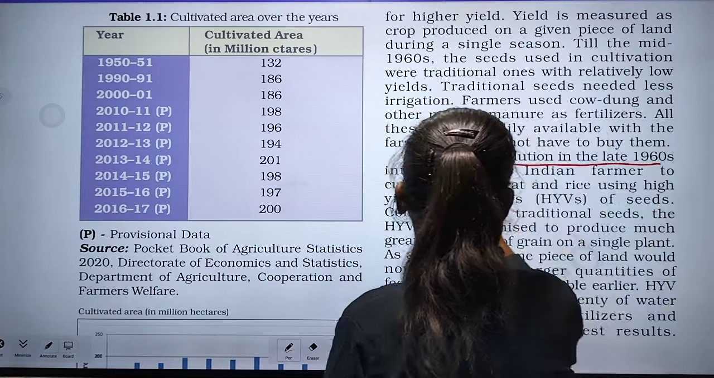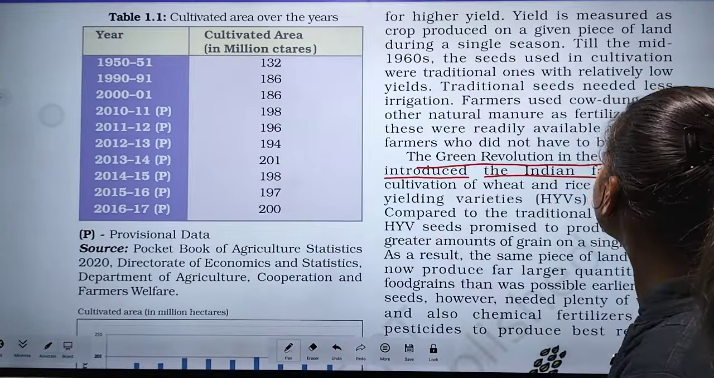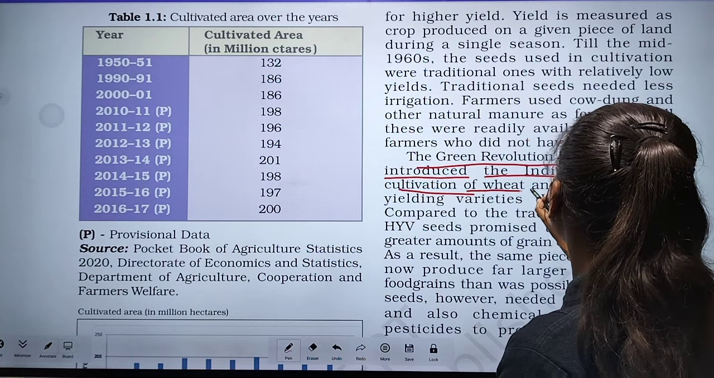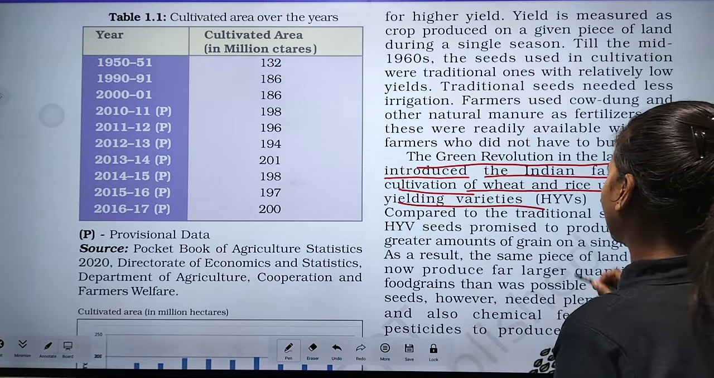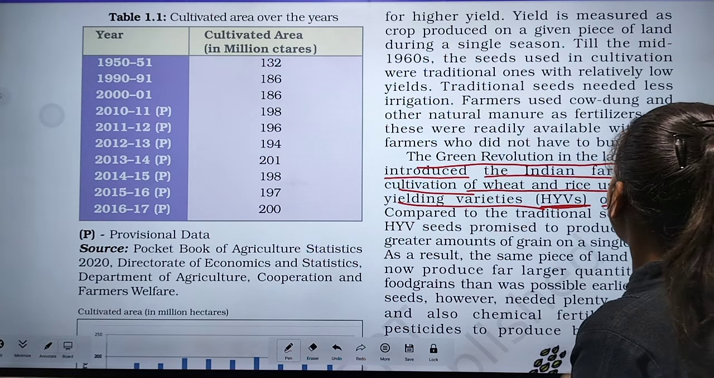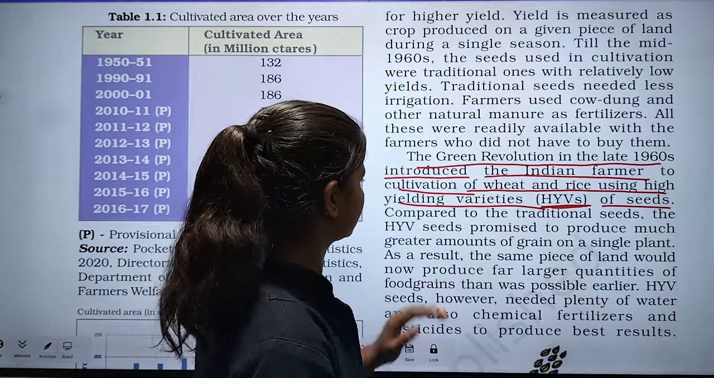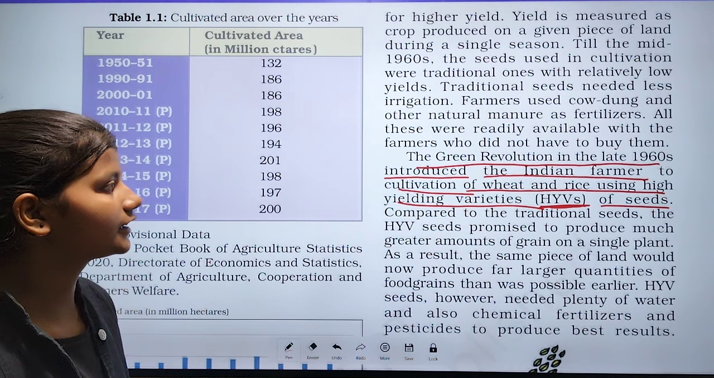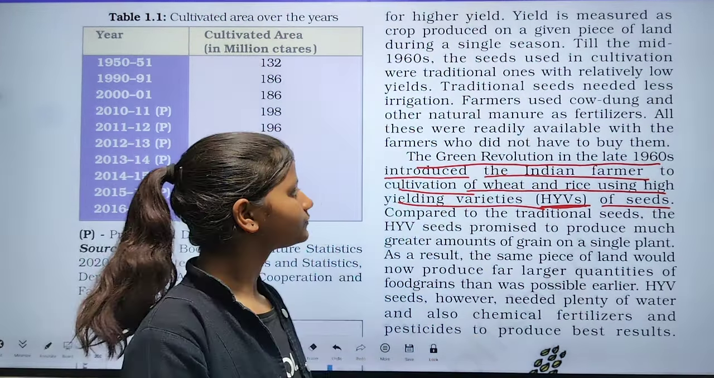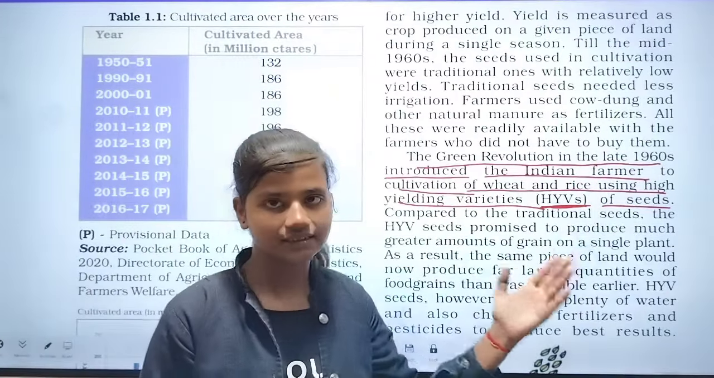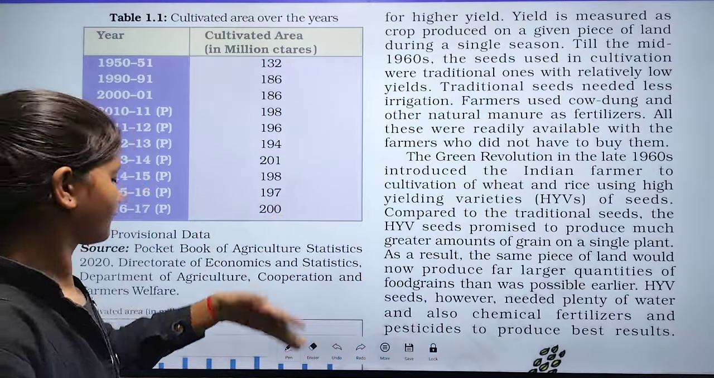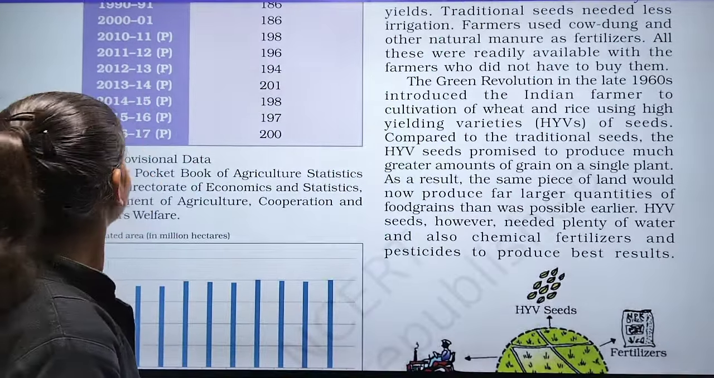The Green Revolution in the later 1960s introduced the Indian farmer to cultivation of wheat and rice using high yielding varieties, HYV seeds. It means the Green Revolution in the later 1960s introduced Indian farmers to cultivate wheat and rice by using the HYV seeds, high yielding varieties of seeds, according to the Green Revolution.